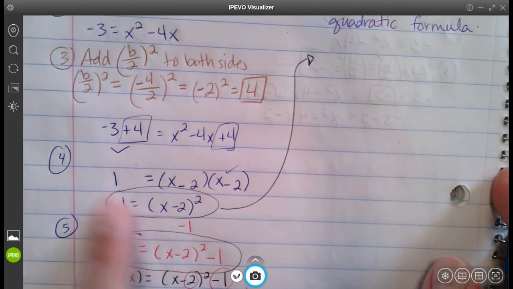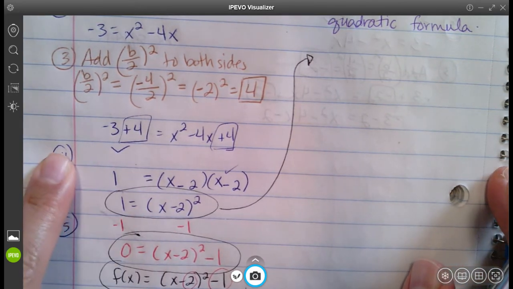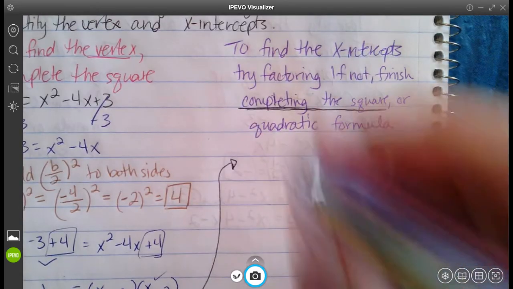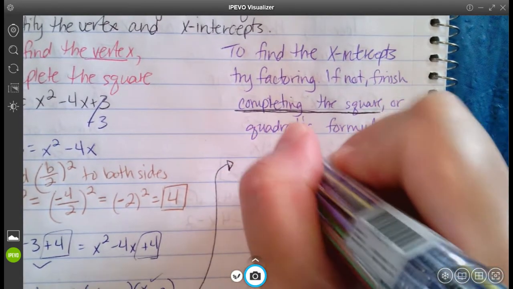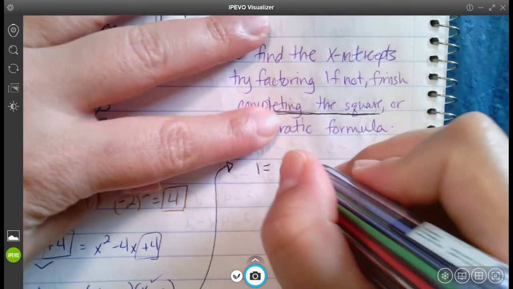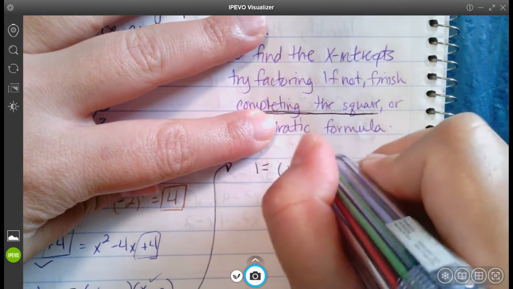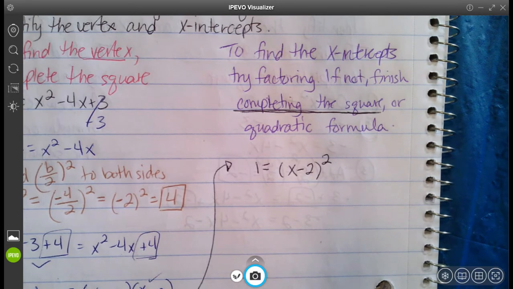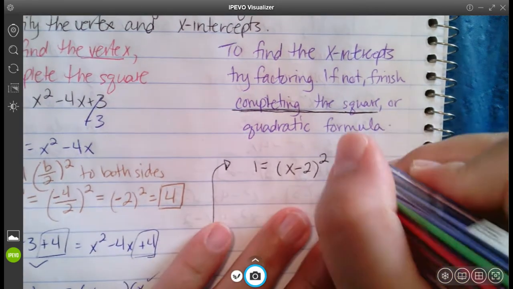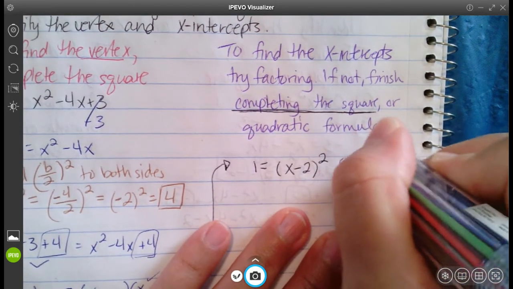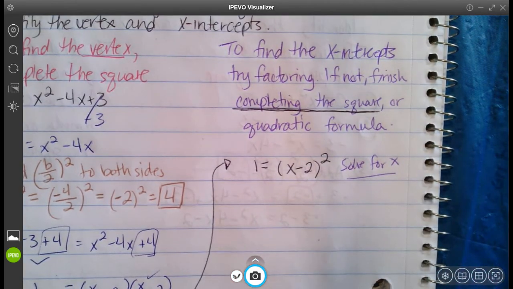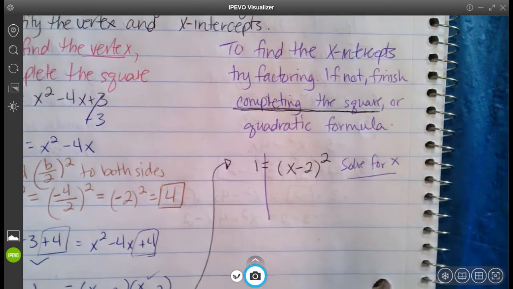When you get to step number 4 or whatever step it is, depending on if you had an A or not, okay? You can actually find the x-intercepts at this point, okay? To do that, we're just going to solve for x at this point. So think of it like a regular equation.